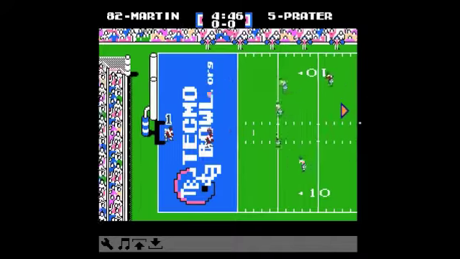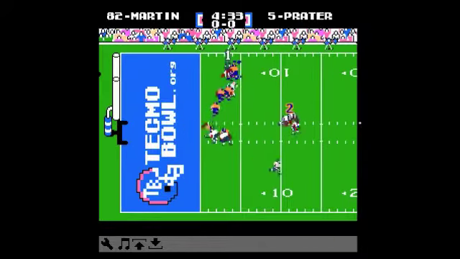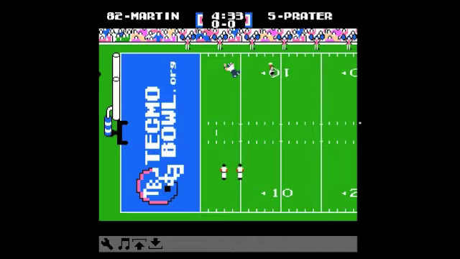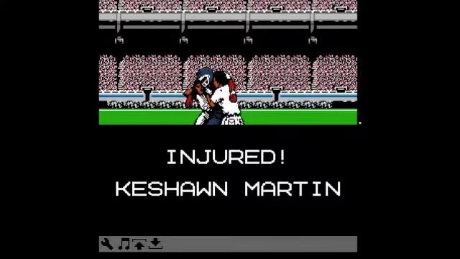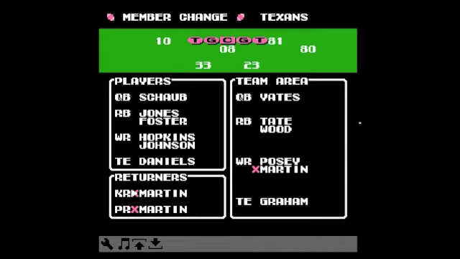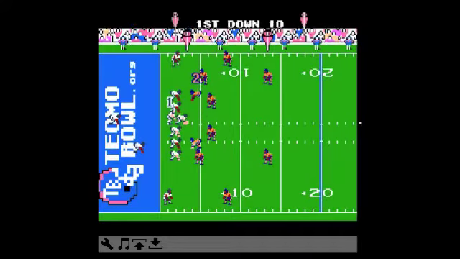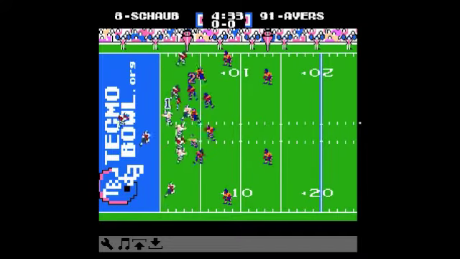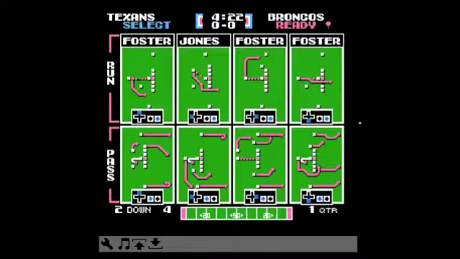So, anyway, here I go. That's me with the ball. Martin's bringing the ball out, and barely get... Oh, no. We have an injury. Keyshawn Martin is not going to be returning kicks anymore. Yeah, that's no good. Well, anyway, here we go. Taking it from the 4-yard line, Matt Schaub hands off to Arian Foster. That's a nice little run to begin with.